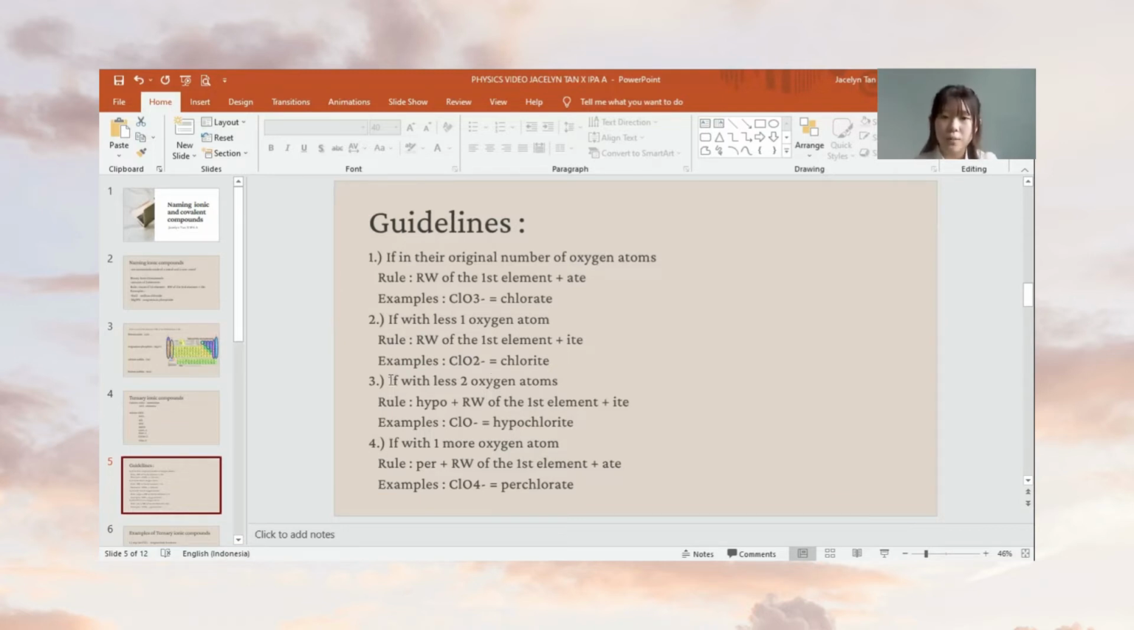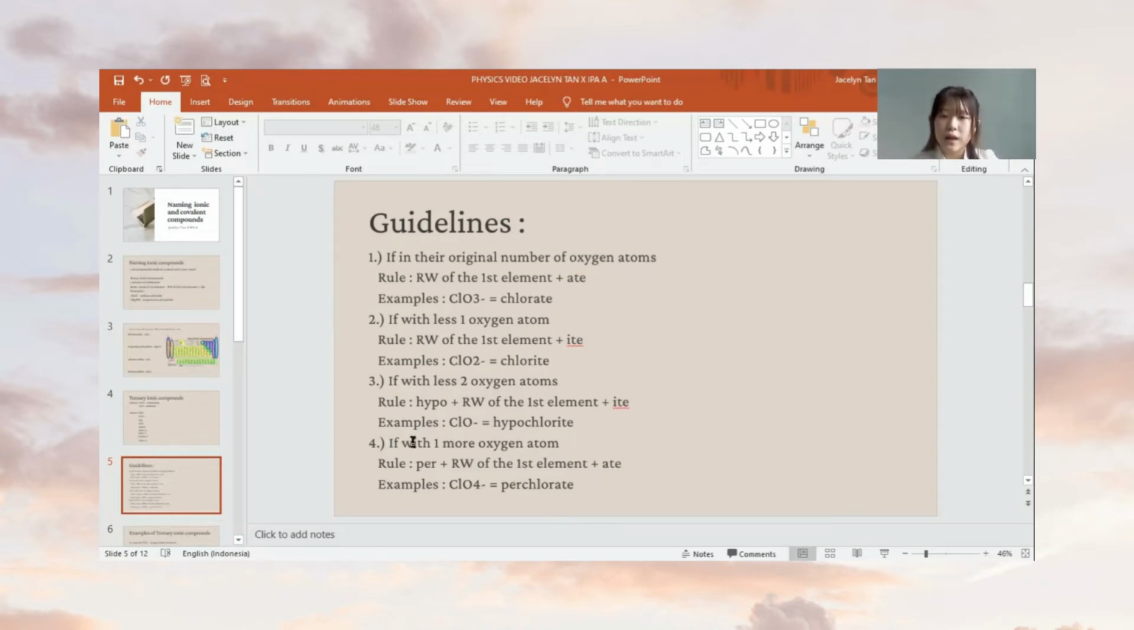So 3. If with less 2 oxygen atoms, the rule is hypo plus root word of the first element plus ITE. Examples, ClO minus. So the original number of oxygen atoms is 3. So here it is just 1, but we don't need to write it. So it is less 2 oxygen atoms. So we use the rule hypo plus root word of the first element, which is chlor, plus ITE. So hypochlorite.